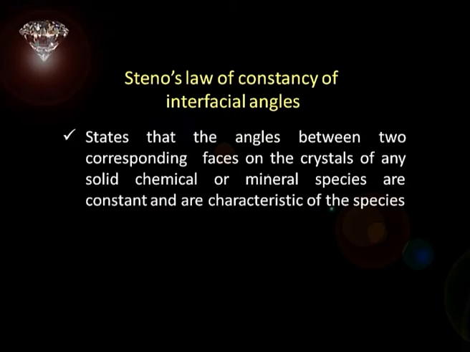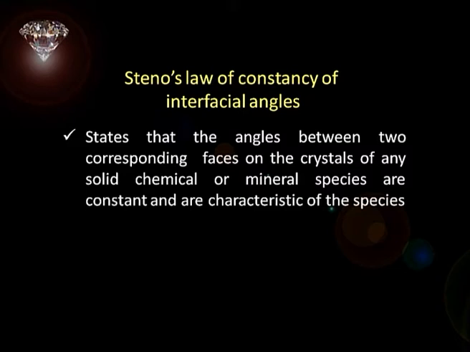So, to begin with, at the basic level, let us understand the fundamental laws of crystallography. The first law is called Steno's law of constancy of interfacial angles. It states that the angles between two corresponding faces on the crystal of any solid chemical or mineral species are constant, and they are characteristic of the species, to the extent that if I come across some solid material and measure the interfacial angles, by knowing those angles I can even identify what mineral I am talking about. So, they are very important. It was done somewhere in the third quarter of the 17th century by Steno.